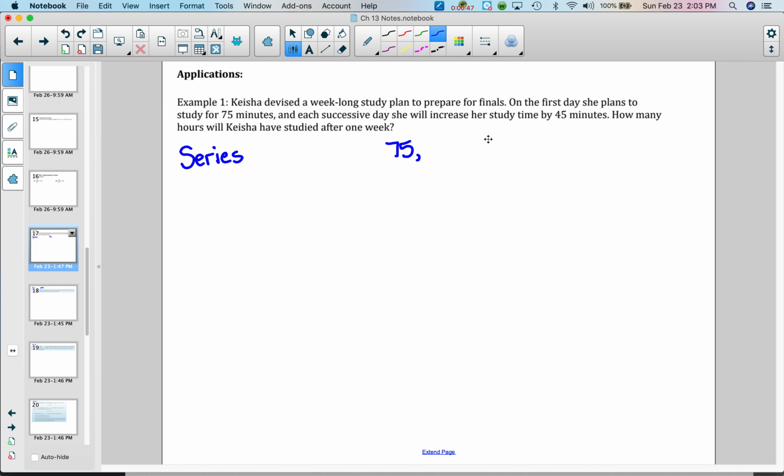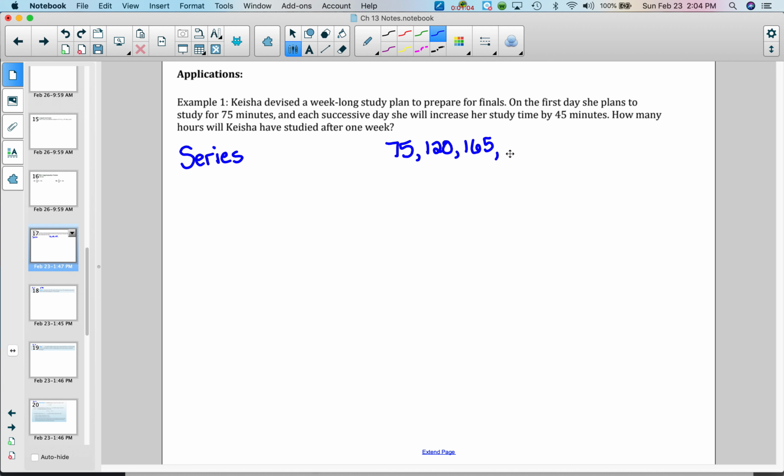So 75 plus 45 would be 120. And then the next day, she's going to add another 45 minutes. And so that means she would study for 165 minutes. And I know you guys are thinking, what? How could she study that long? Just wait till you're in college.